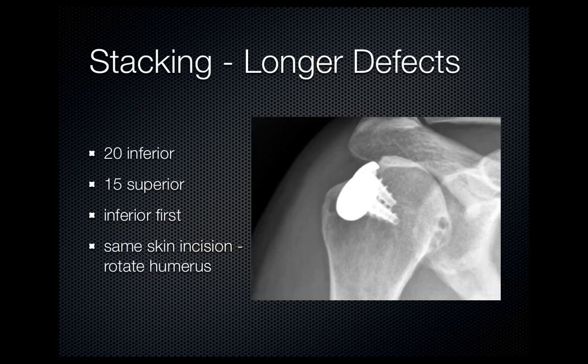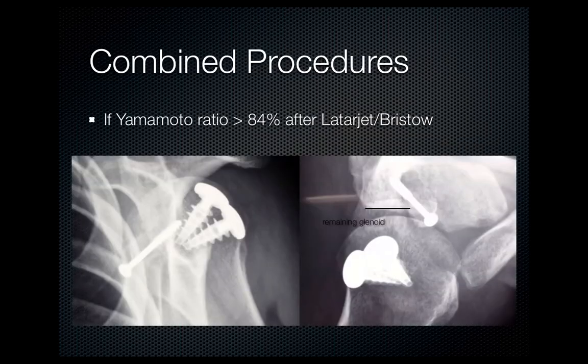When we have longer defects, we tend to stack the HemiCAPs. Traditionally, we use a 20mm inferior HemiCAP and a 15mm HemiCAP superiorly. As we mentioned previously, we use the inferior HemiCAP first and then externally rotate the humerus to insert the second HemiCAP. We therefore can use the same skin incision.